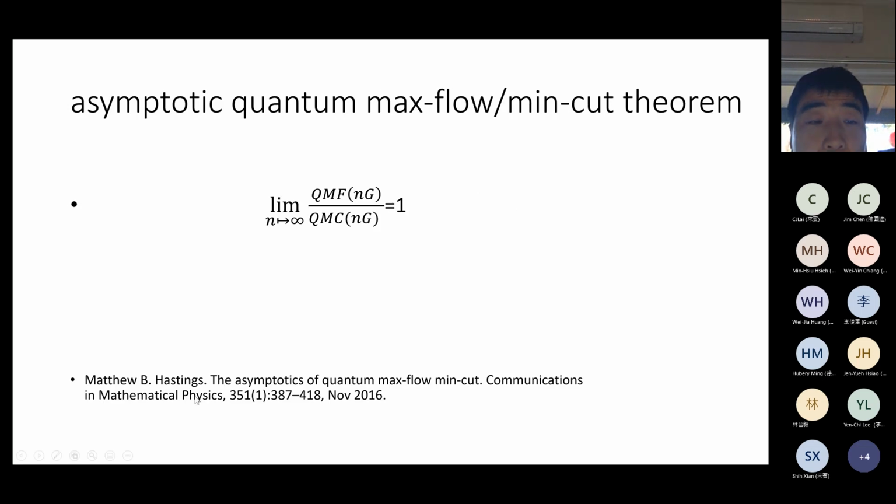So Matthew Hastings showed that, asymptotically, that conjecture is true, in the sense that as n goes to infinity, quantum max flow of NG divided by quantum min cut of NG equals 1. This is because the previous result says that quantum max flow is always smaller than quantum min cut. So this paper used a random assignment of tensors to show this.